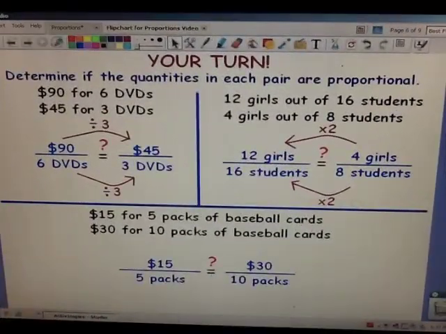Okay, your proportion should look like this. $15 for 5 packs, $30 for 10 packs with an equal sign in between. Let's see if they're proportional or equal. So use the scale factor of 2. 5 times 2 gives us 10. Then use the same scale factor for 15. 15 times 2, does that equal $30? Yes, it does. Therefore, these two rates are proportional.